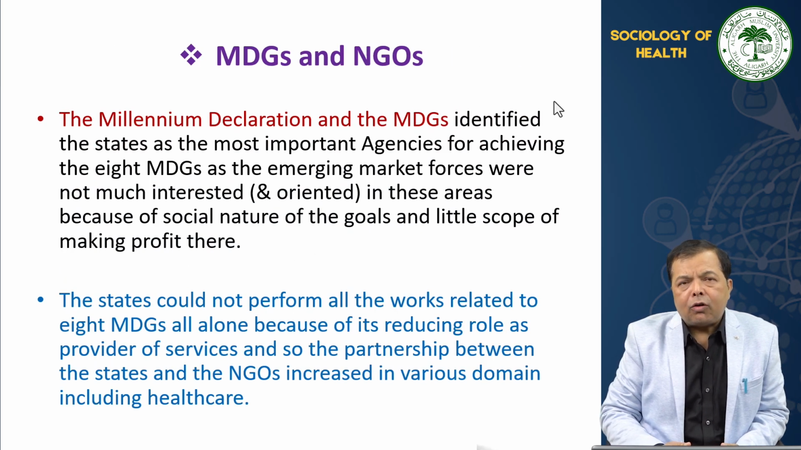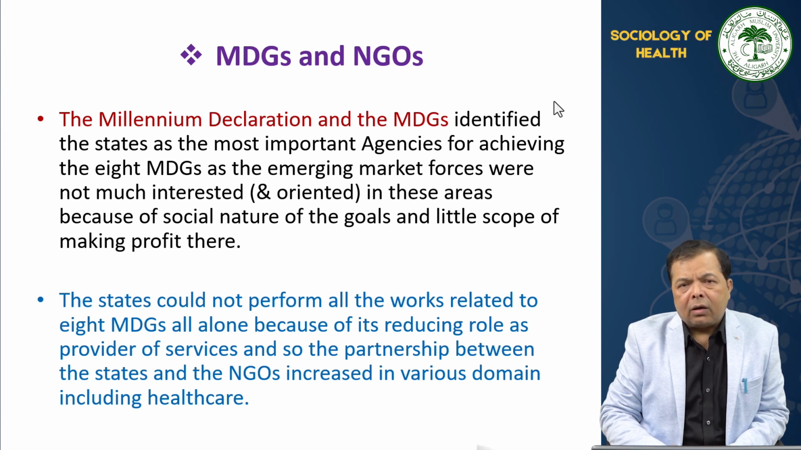Now, as we talked about the Alma Ata Declaration, similarly, the Millennium Development Goals and the Millennium Declaration also talked about the role of NGOs. Something very important was also happening at the time of the Millennium Declaration. In the 1990s, basically, we witnessed globalization, liberalization, and privatization.